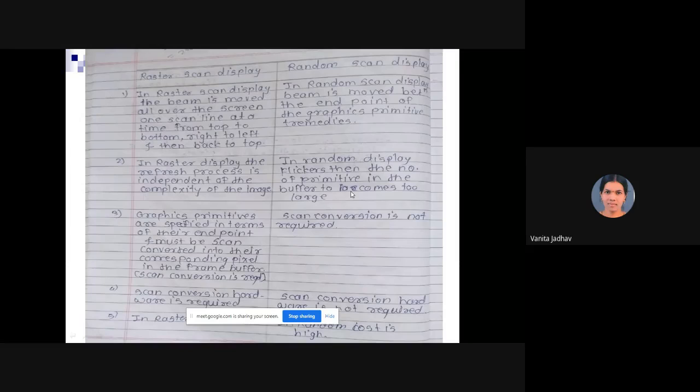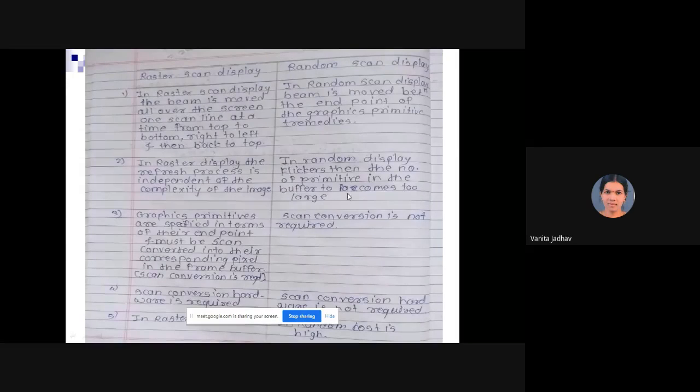That is called scan conversion. But in case of random, it is beneficial. If the picture is very small and located at the center of the screen, in that case it has to do very little work compared to the raster. In raster, it unnecessarily has to scan all the scan lines. That's why scan conversion is required in case of raster, and in case of random, scan conversion is not required. Okay.